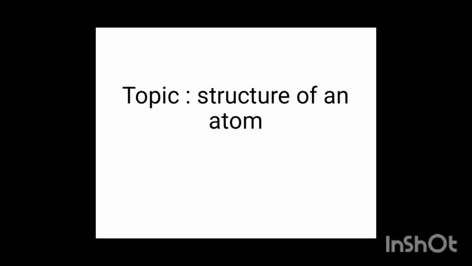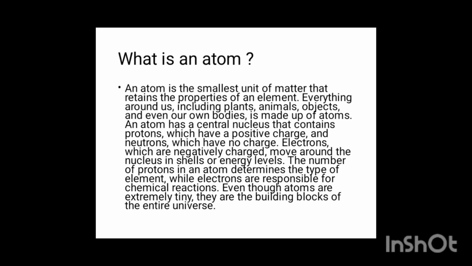So, what is an atom? An atom is the smallest unit of matter that retains the properties of an element. So, it retains all the properties of an element inside it, and it's the smallest unit of matter. Matter is anything that has mass and occupies specific space, like it has volume. Got it? Now, everything around us, including plants, animals, objects, and even our own bodies, is made up of atoms. We can't say that anything in the world does not have atoms. Everything in the world has atoms, even our body particles consist of atoms.